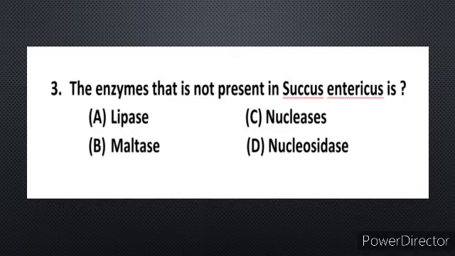Third question. The enzyme that is not present in the succus entericus is. What is succus entericus? Intestinal juice. So what is the enzyme that is not present in the intestinal juice? Lipase, it is present. Maltase, it is also present. Nucleosidase, it is also present. The option left is nuclease. Nuclease is not present in the succus entericus.